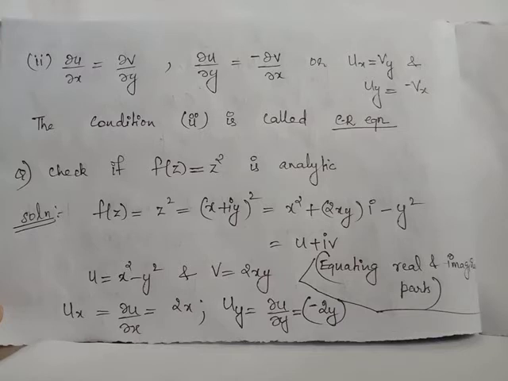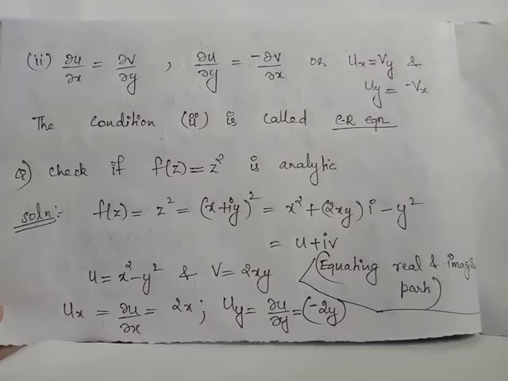The second condition is known as the Cauchy-Riemann equation. These two equations are together known as Cauchy-Riemann equations. So if we wish to check whether f of z is analytic, we have to check whether these partial derivatives exist and they are continuous. Also, we have to check whether the Cauchy-Riemann equations are satisfied.